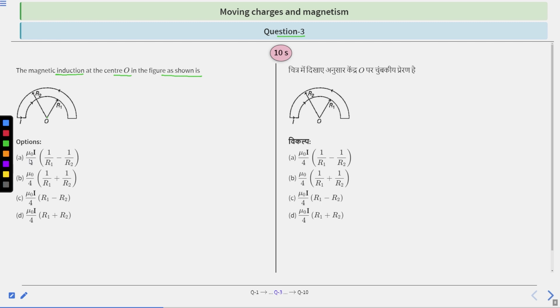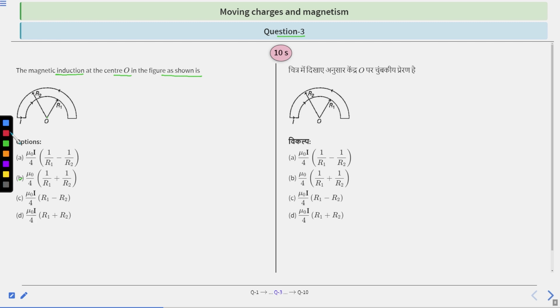Given options: option A is mu naught I divided by 4, 1 upon R1 minus 1 upon R2; option B is mu naught by 4, 1 upon R1 minus 1 upon R2; option C is mu naught I divided by 4 (R1 minus R2); and option D is mu naught I divided by 4 (R1 plus R2).